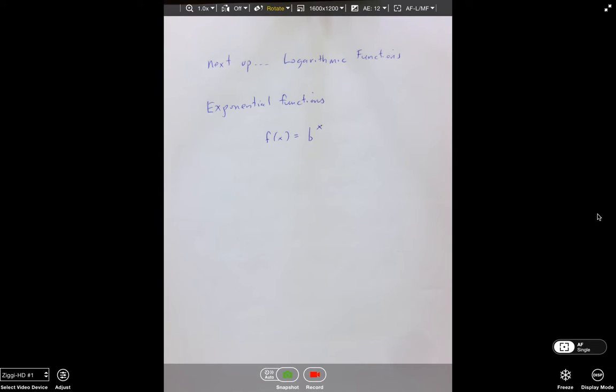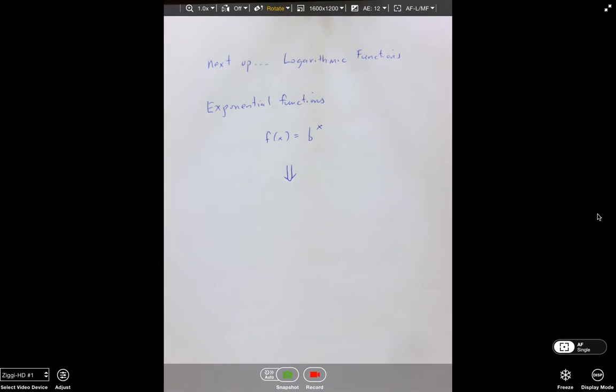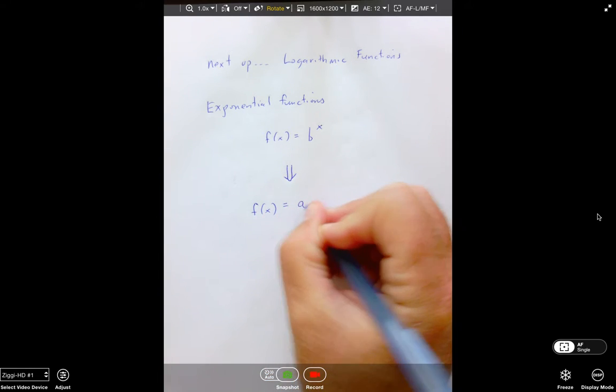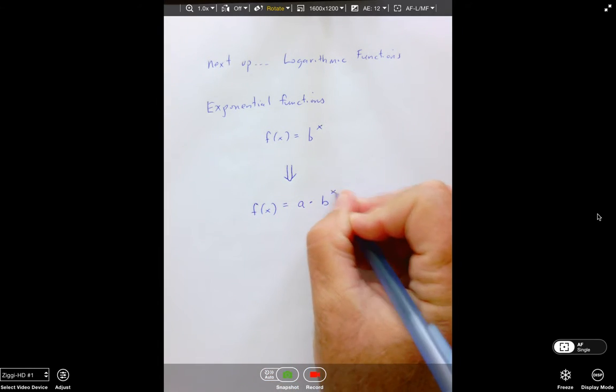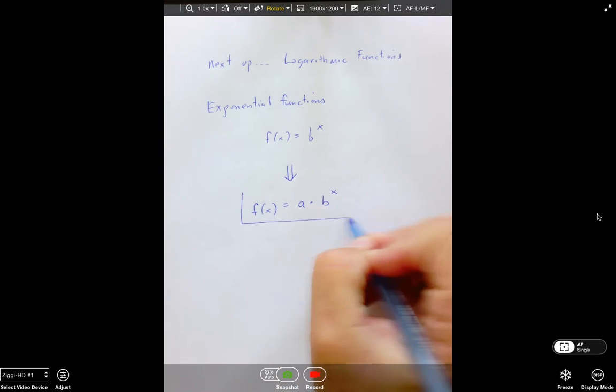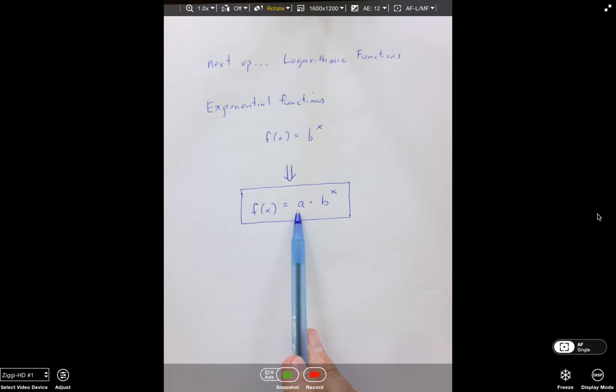It turns out that probably a more common form of this that we run into in this course is something that looks like this: f of x equals a times b raised to the x power, where a is sort of thought of as a leading coefficient. Don't let that stress you out if that makes no sense. And b is still your base.